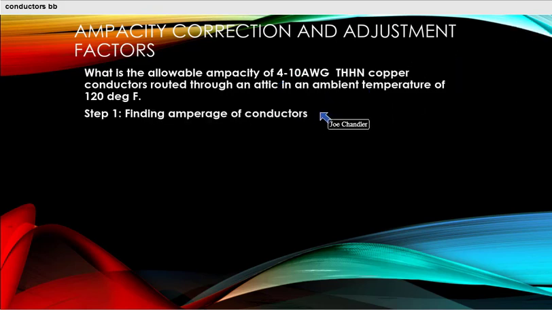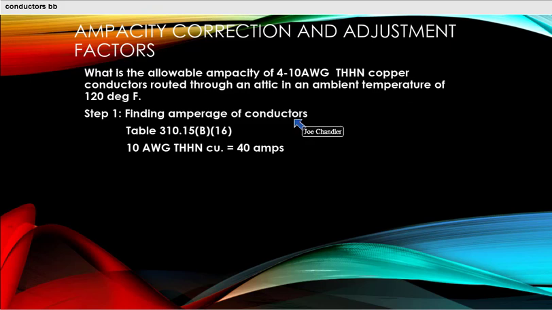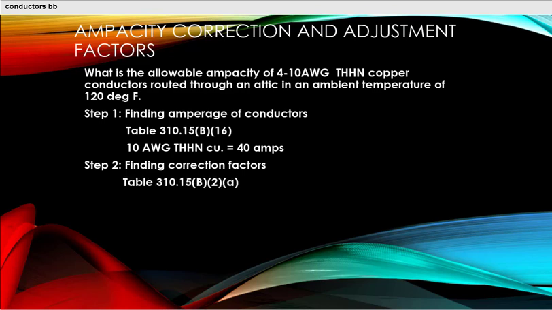So I want to find the amperage of the conductor, so I'm going to go to Table 310.15(B)(16), and I'm going to go to the 90 degree C column and determine that the ampacity of a number 10 THHN is 40 amps. Okay, so now because I'm in a higher ambient temperature, I need to find a correction. So I go to Table 310.15(B)(2)(a), that's the table we just finished looking at, and I'm going to say my correction for 120 degrees Fahrenheit is 0.82 or 82%. So now I'm going to punch some buttons.